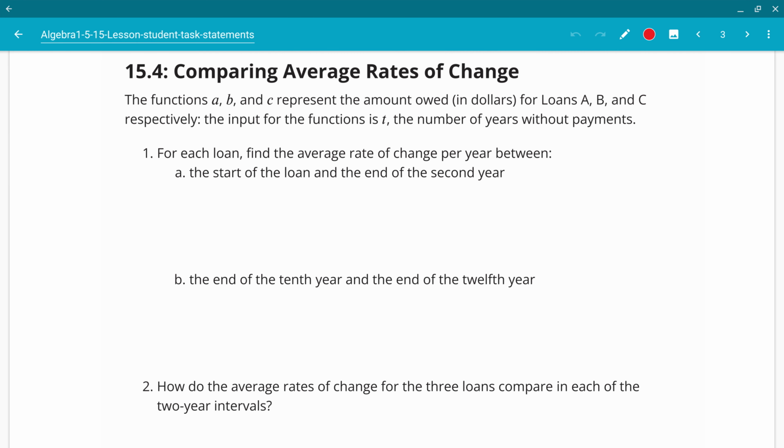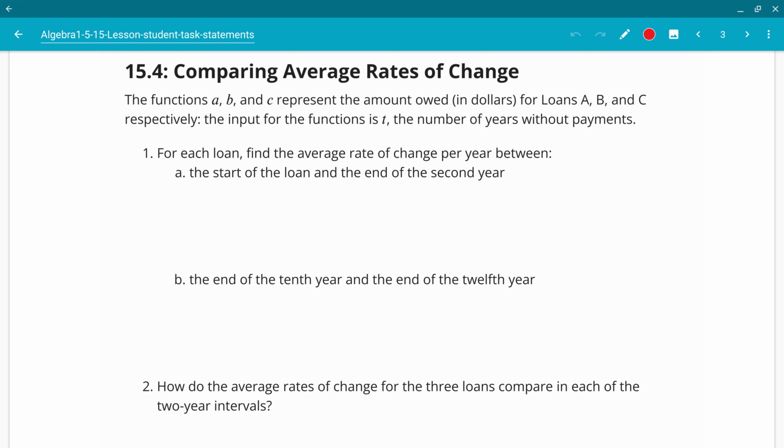The functions a, b, and c represent the amount owed in dollars for loans a, b, and c respectively. The input for the functions is t, the number of years without payments. For each loan, find the average rate of change per year between the start of the loan and the end of the second year.